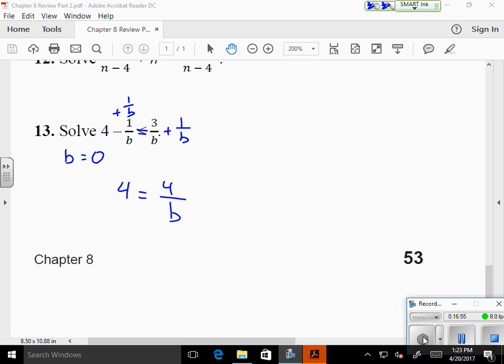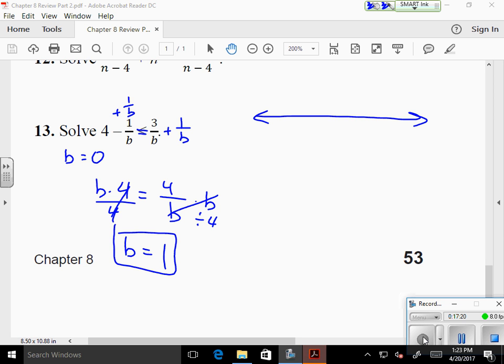All right, now at this point, let's just stop and use a little bit of logic. What's the only thing b can be to get 4? 1. So if you want to go through all the steps, divide by 4, and b equals 1, but if you could stop there and use a little bit of logic, you would already know that.